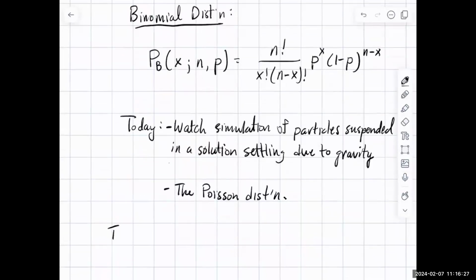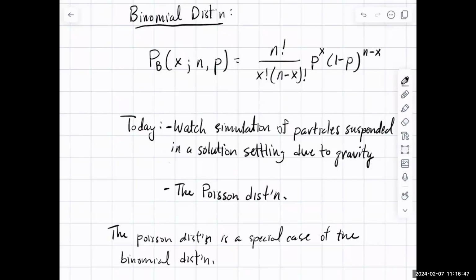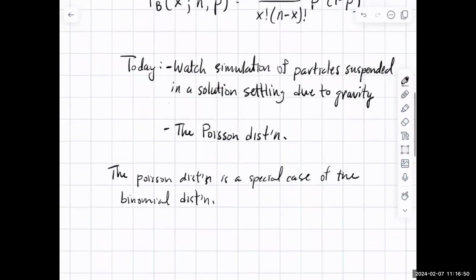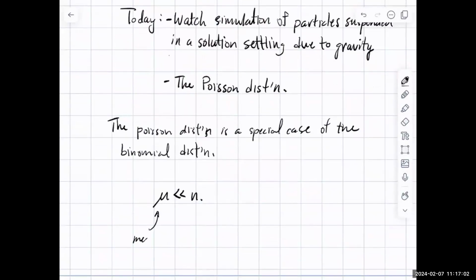Okay, so the Poisson distribution is a special case of the binomial distribution. Okay, the special case is that the mean mu is much less than the number of trials. So this is the mean. This is the number of trials of an experiment.